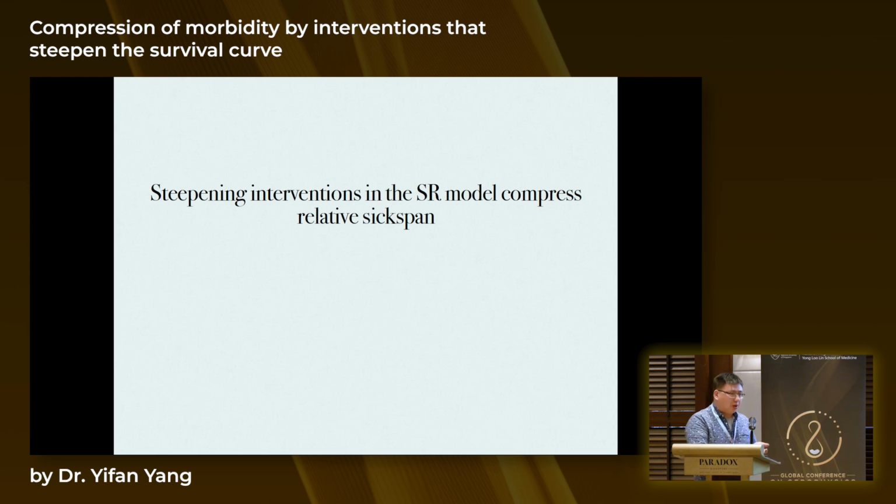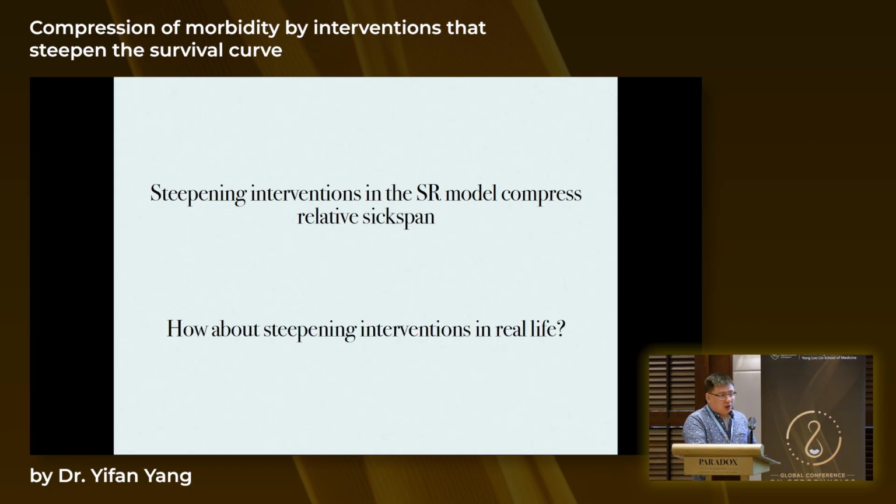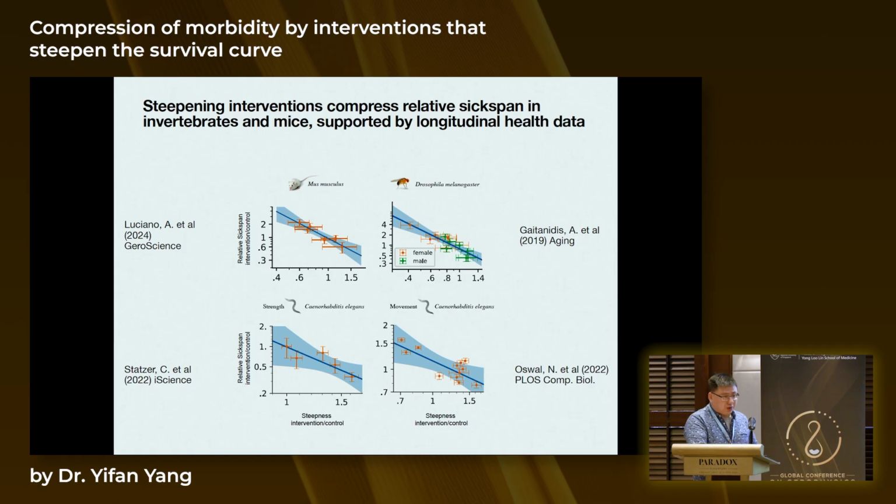So now we've seen that in SR models, steepening interventions will compress the sixspan. So what about in real life? The short answer is this relationship holds in real life. I will walk you through each panel here in this section. But in general, what you're seeing here is four studies where we have longitudinal healthspan data under interventions. And we plot the relative sixspan on the y-axis and steepness on the x-axis. Each marker there is an intervention, consisting of a control group and an intervention group. And what you see here is that the relative sixspan decreases with steepness as predicted in all cases.